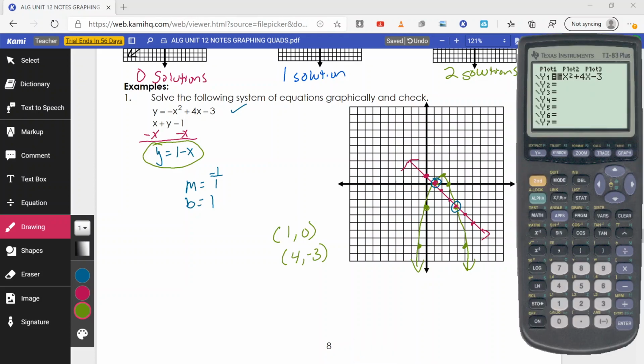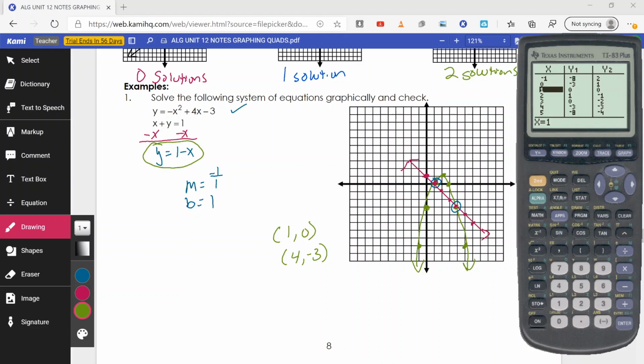We could also plug in our other equation, 1 minus x. Again, look at the table. And what I want to do is see which x values give me the same y value. So notice in here we had two equations, y1 and y2. So this means I'm going to have two y values as well. y1 are the y values for our quadratic equation, and y2 is the y values for our linear equation. And I want to see which points have the same y value.